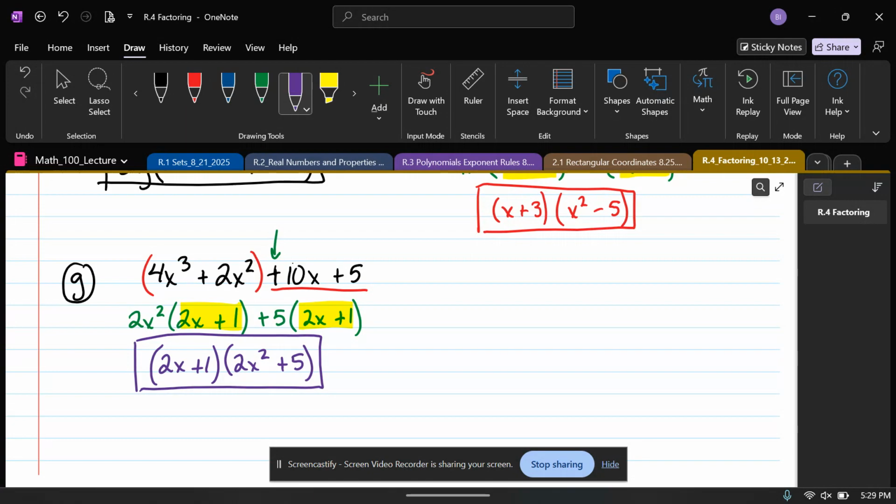Okay. This may feel a little bit more familiar because it hasn't been as long since you've done this as some of the other stuff we've done. You've had to do this more recently. All right, let's do another one. See if you can do this one.